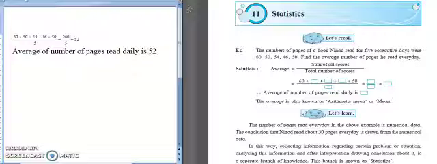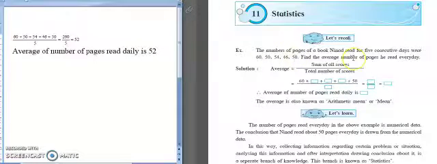Similarly, here one example is given. Let's recall it. The number of pages of a book Ninad read for 5 consecutive days were 60, 50, 54, 46 and 50. Find the average number of pages he read every day. So here the numbers are different. Some day he read 60 pages, some day he read only 50 pages, some day he read 54, some day 46, and some day only 50 pages.